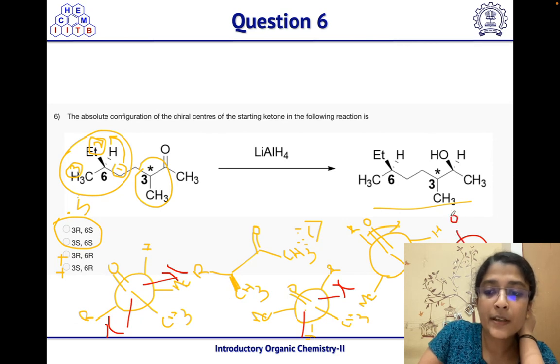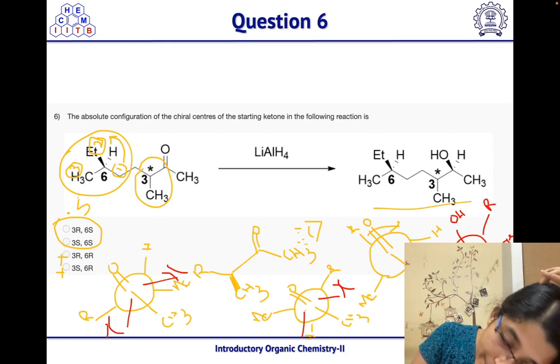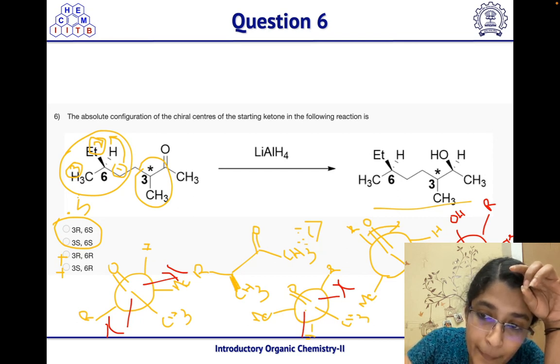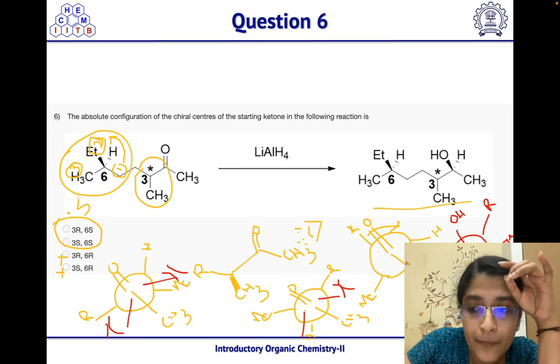like OH, H, CH3, and it will be R, OH, H, CH3, R, methyl, and here hydrogen.